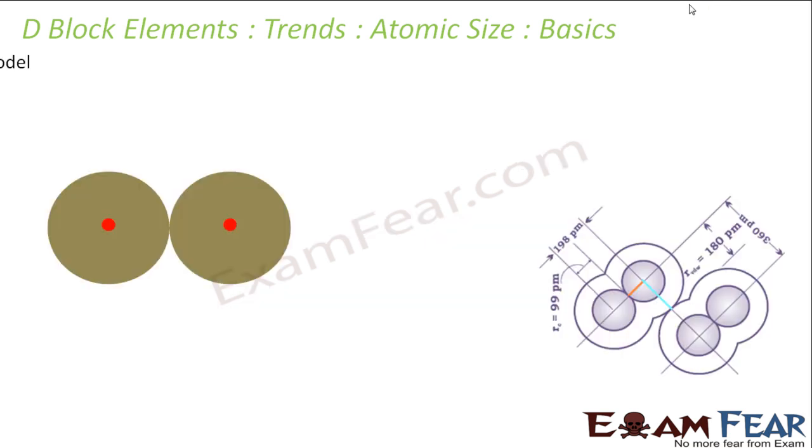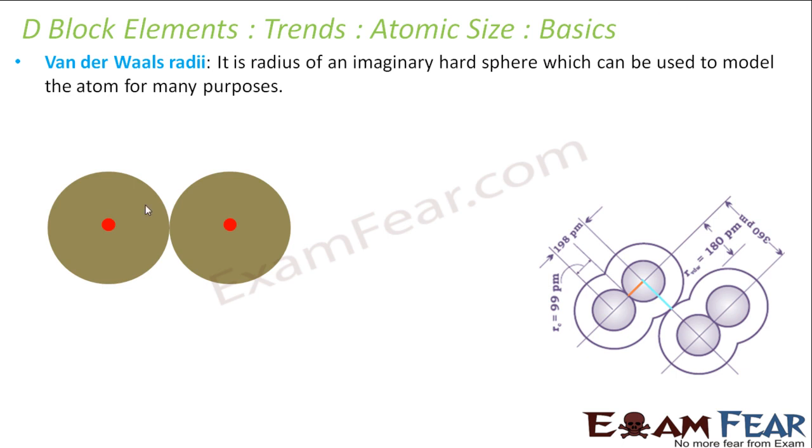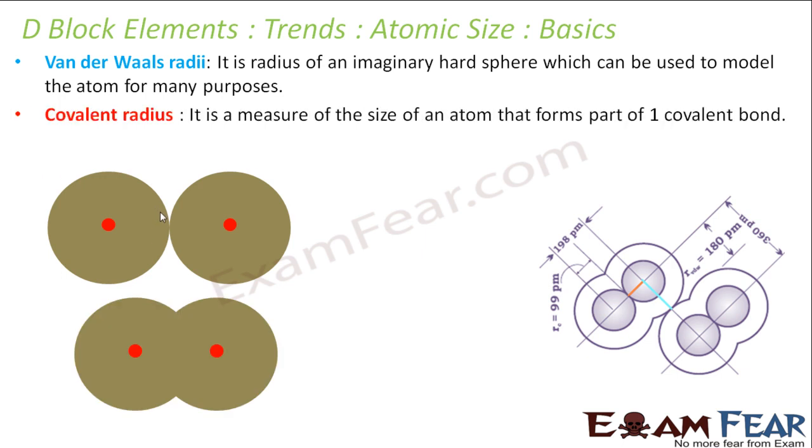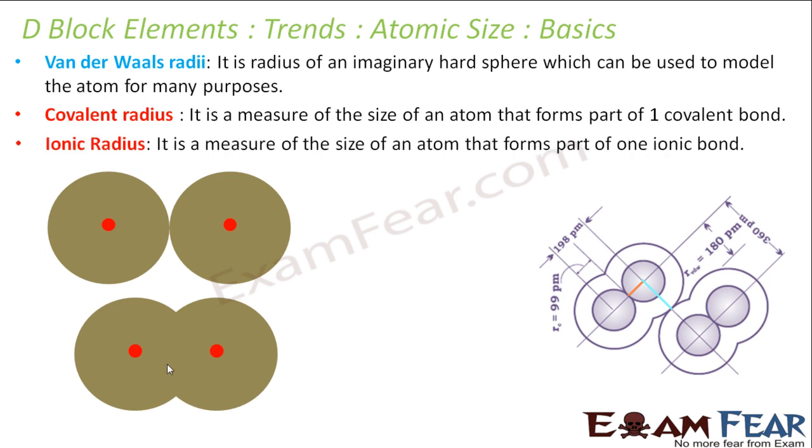So we talk about the atomic size. We have the van der Waals radius, where we imagine the radius of an imaginary hard sphere and there is no bond formation. It is pretty big in size as compared to other radii. Covalent radius is a measure of the size of an atom that forms part of a covalent bond. And similarly, we have the ionic radius, the radius where we have the ionic bond.